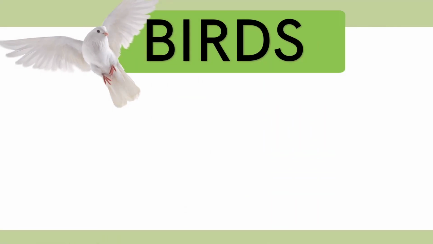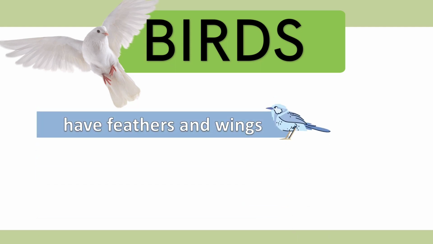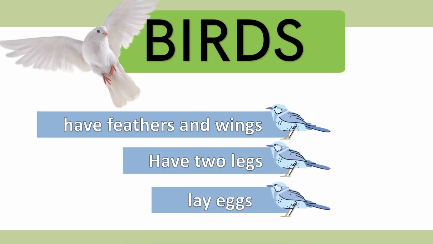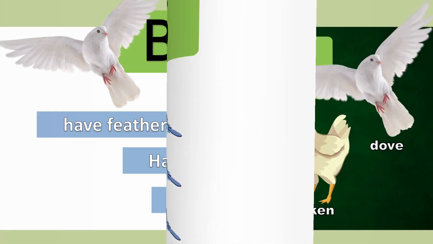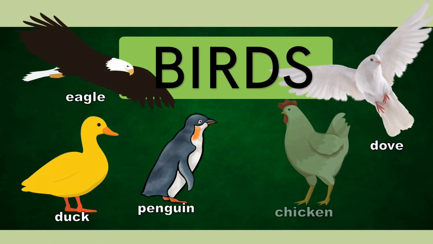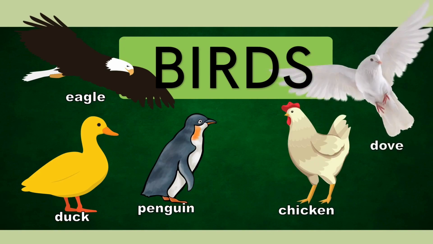Let us now read the characteristics of birds. Birds have feathers and wings. Birds have 2 legs. Birds lay eggs. Other examples of birds are eagle, duck, penguin, chicken, and dove.